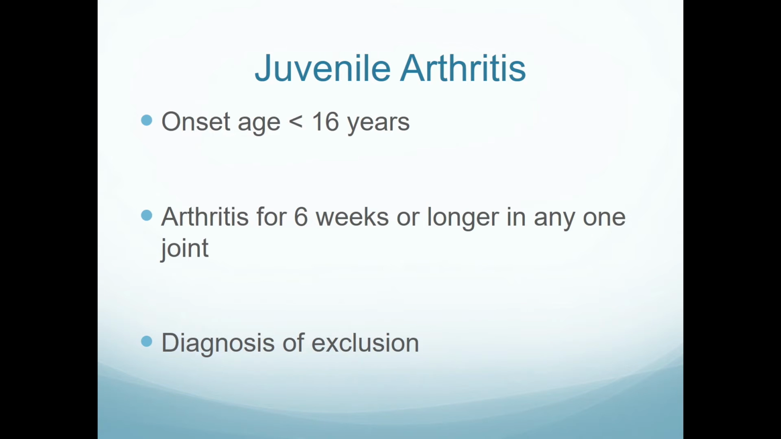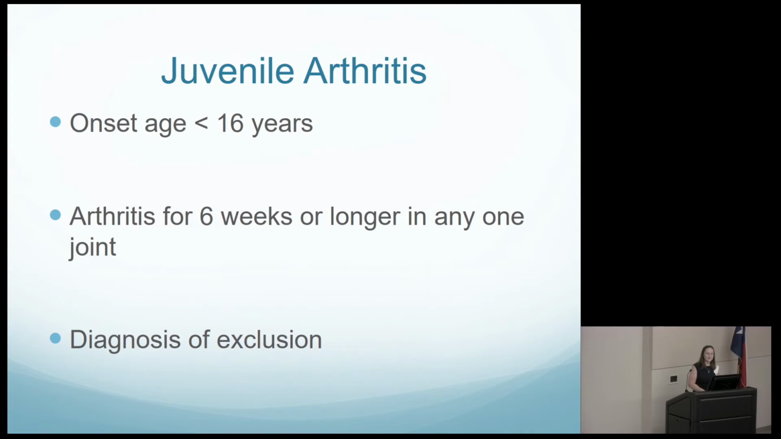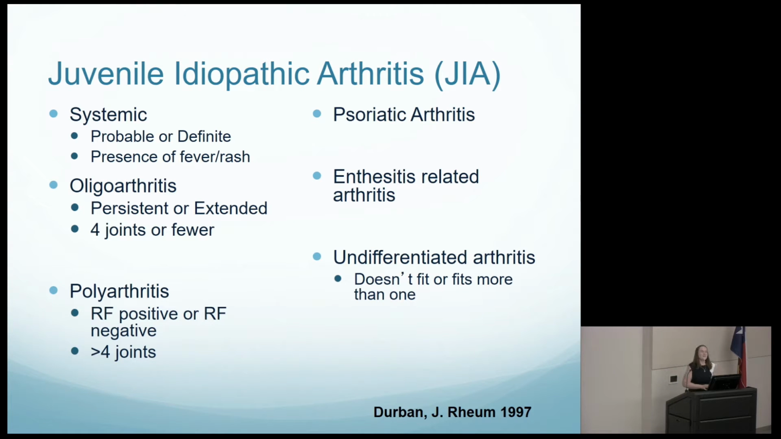You have to have arthritis for at least 6 weeks or longer in any one joint and a diagnosis of exclusion. So it cannot be present for some other reason. All right. So these are some of the subtypes, and we're going to talk about these with some cases in a moment, but just kind of as a brief overview.